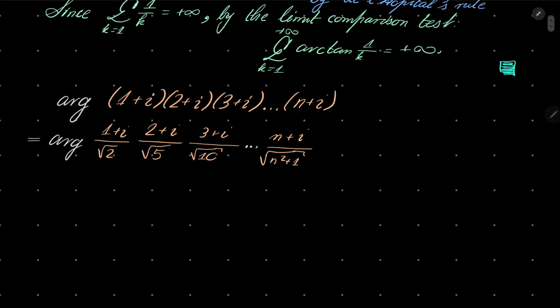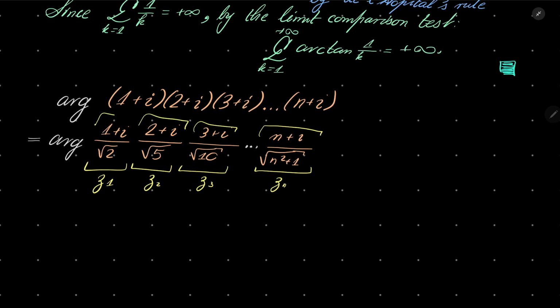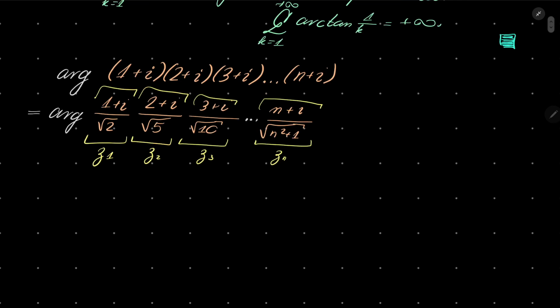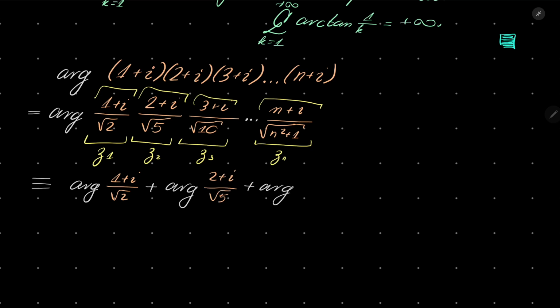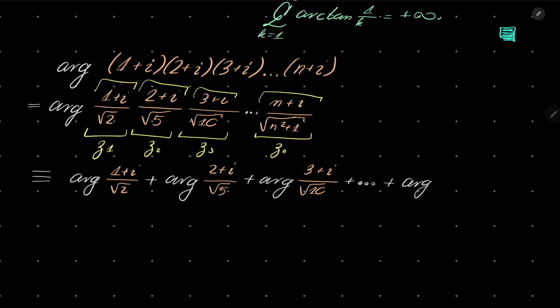Okay. Now, let's call these numbers z1, z2, z3, zn. Now I wish to find the argument of each of these numbers, because I know that the argument of my product is congruent to the sum of arguments. So it's congruent to the argument of 1 plus i over square root of 2, plus the argument of 2 plus i over square root of 5, the argument of 3 plus i over square root of 10, and so on. Finally, we have the argument of n plus i over square root of n squared plus 1.